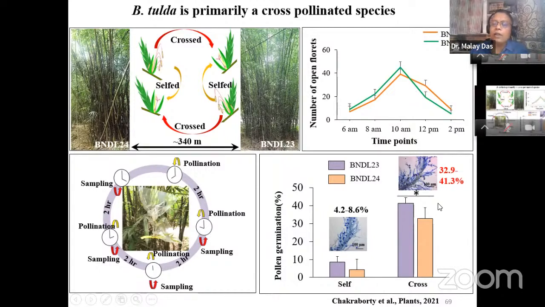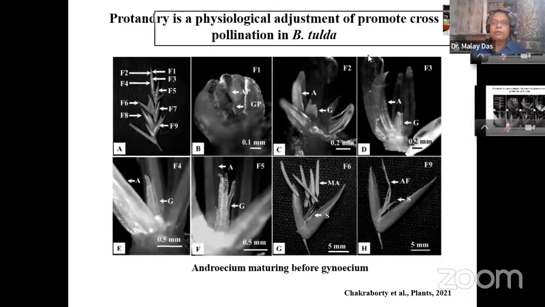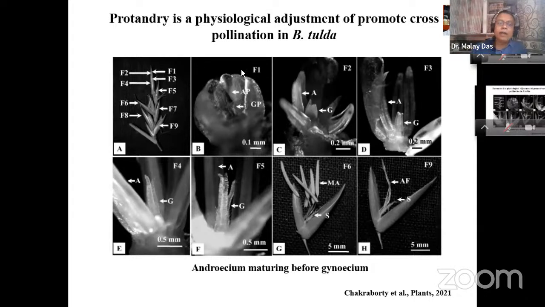And our original question was, is Bambusa tulda primarily a self-pollinated or cross-pollinated plant? And our data indicates that this is primarily a cross-pollinated plant. And we explained it in a way that since Bambusa tulda is primarily clonally propagated, possibly it is forcing itself to cross-pollinate to increase its genetic variability. And one possible physiological mechanism by which it is forcing itself to cross-pollinate is this kind of protandry, where a differential rate of growth between androecium and gynoecium has been observed. As you see here in this slide, we looked at the developmental progression of the flower, and we see that the androecium is maturing much earlier than the gynoecium.